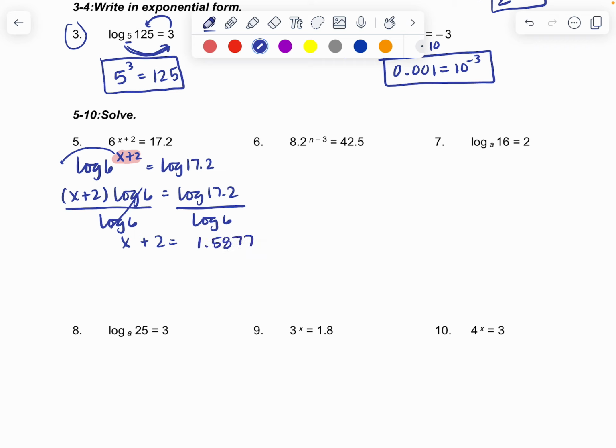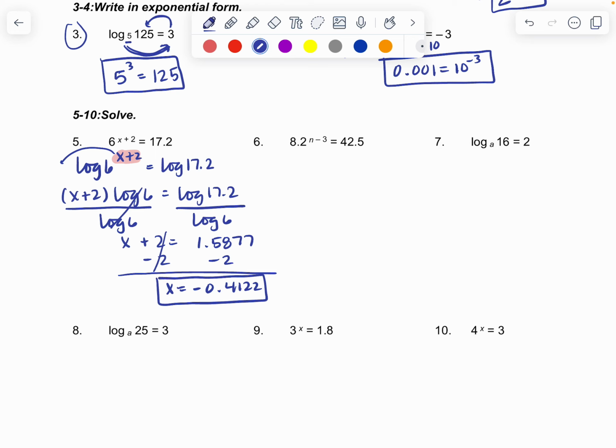So this ended up being 1.5877. And then to solve for x, I'm just going to subtract 2. You can do that on your calculator. Just subtract 2 from the answer you already have in there, and you get that x is negative 0.4122. Three decimal places should be fine on this, by the way.